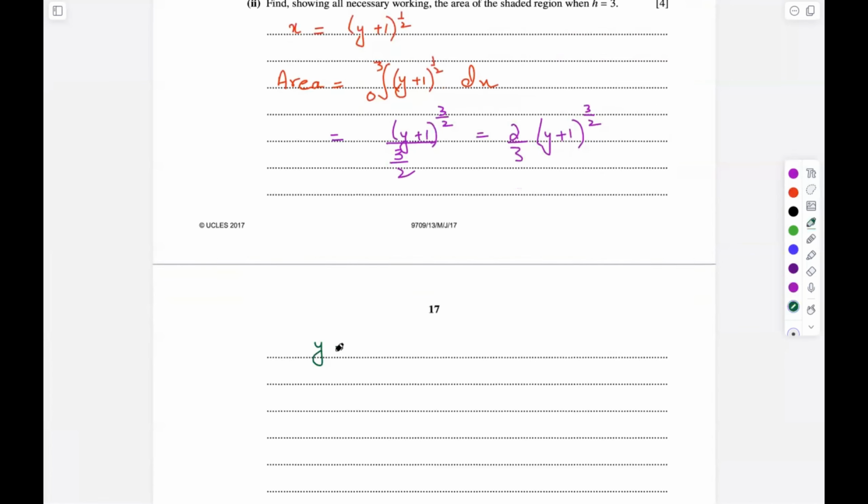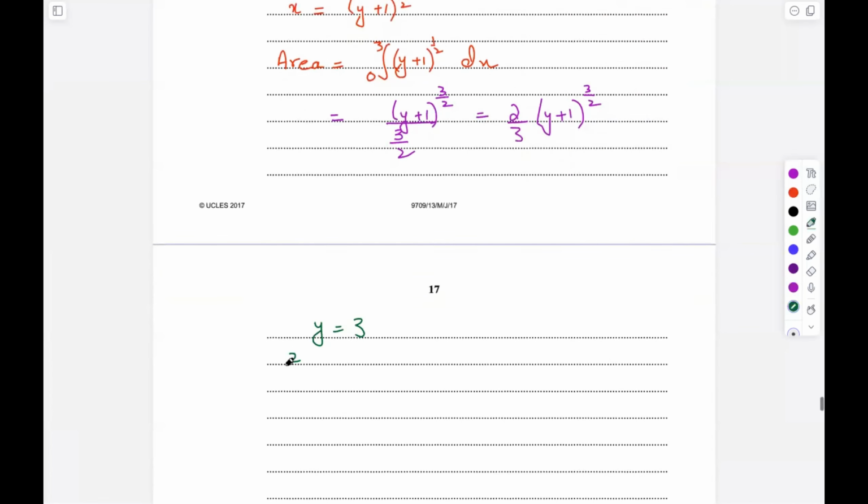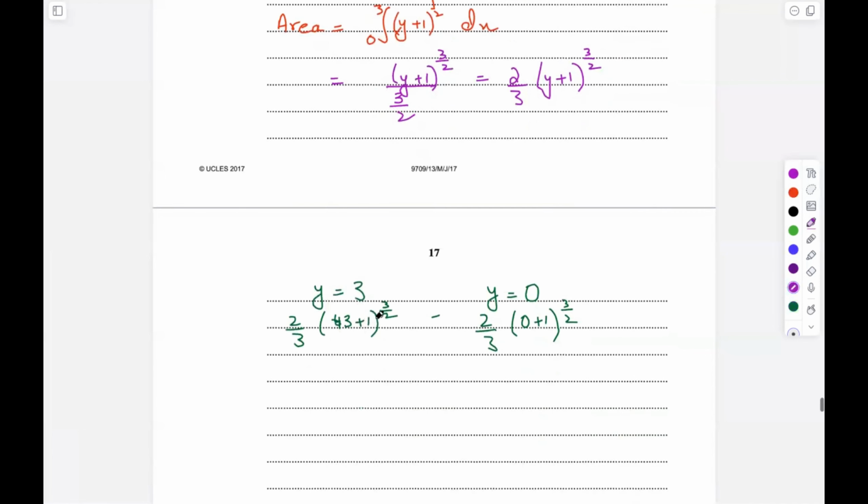So substituting y = 3 first, this will become (2/3)(3 + 1)^(3/2). And we'll subtract it from the lower limit, which is y = 0. So this will become (2/3)(0 + 1)^(3/2). So 3 + 1 is 4, 4 square root is 2, and 2 cube is 8.